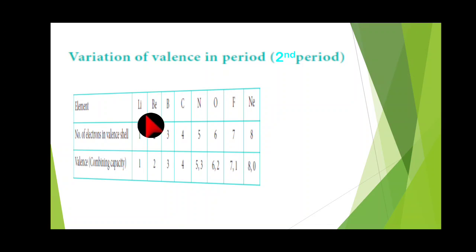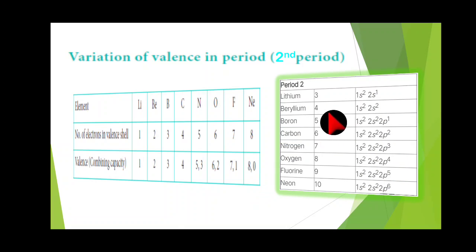Next, variation of valence in a period, that is, second period elements. Period-wise, now we are going to see the variation of valence. Lithium, we know, has 1 electron, and valence combining capacity 1. Beryllium 2, boron 3, carbon 4, nitrogen 5, oxygen 6, fluorine 7, neon 8. But here we check the valence combining capacity of the element: lithium 1, beryllium 2, boron 3, carbon 4, nitrogen 5, 3, oxygen 6, 2, fluorine 7, 1, neon 8, 0.